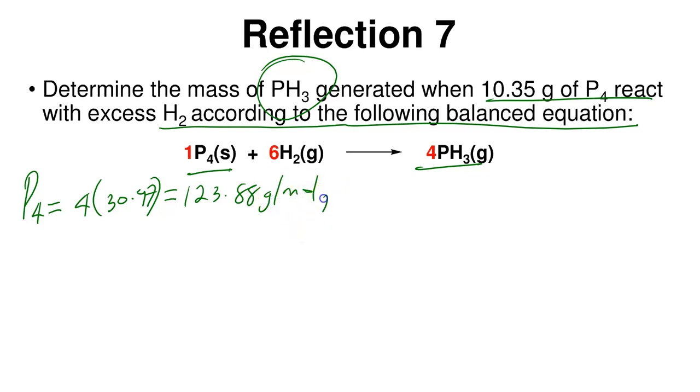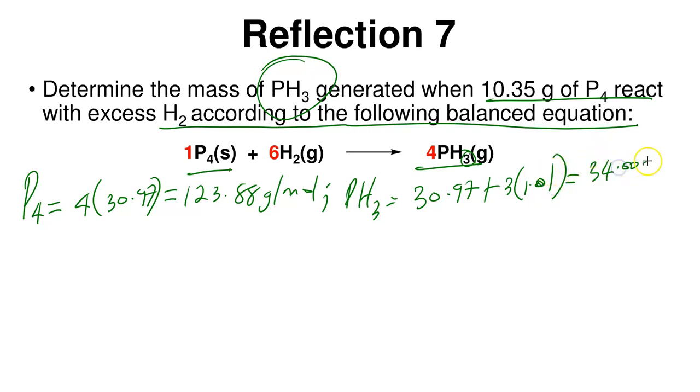The next one, let's do PH3. The molar mass of PH3 will be phosphorus, 30.97, plus there are 3 hydrogens here, 3 times 1.01. That will give us 34.00 grams per mole. So we have those. So I'm going to make this a bridge.